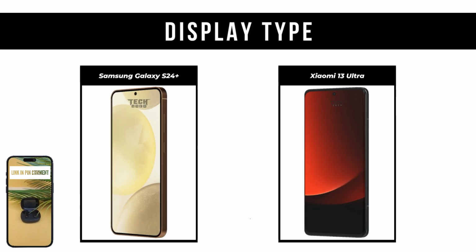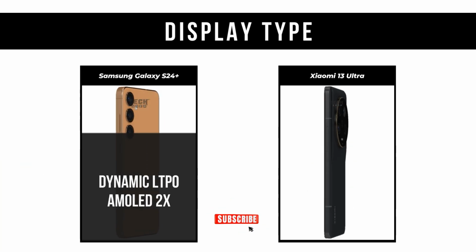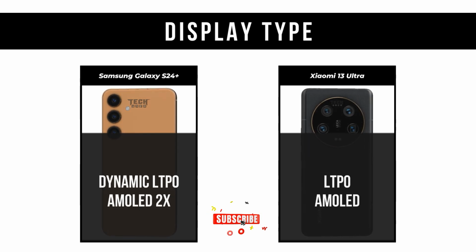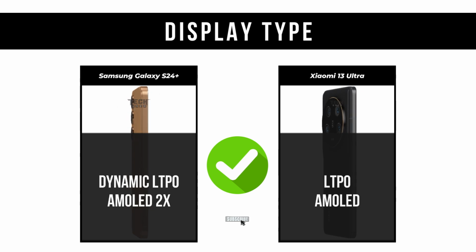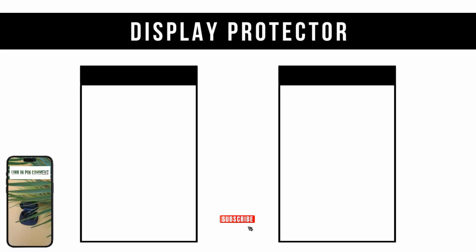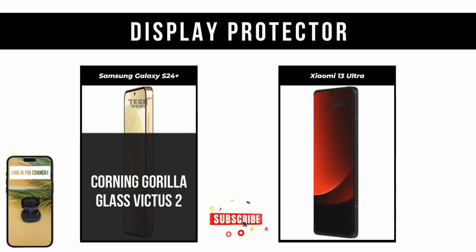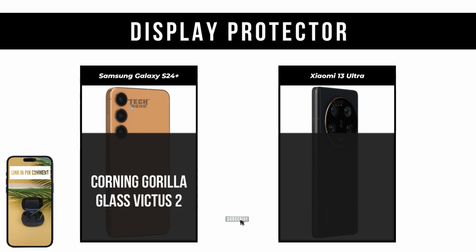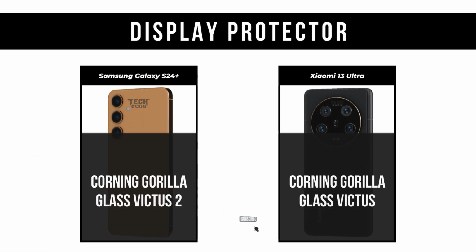Display type. Samsung Galaxy S24 Plus is Dynamic LTPO AMOLED 2X. Xiaomi 13 Ultra is LTPO AMOLED. Display protector. Samsung Galaxy S24 Plus is Corning Gorilla Glass Victus 2. Xiaomi 13 Ultra is Corning Gorilla Glass Victus.